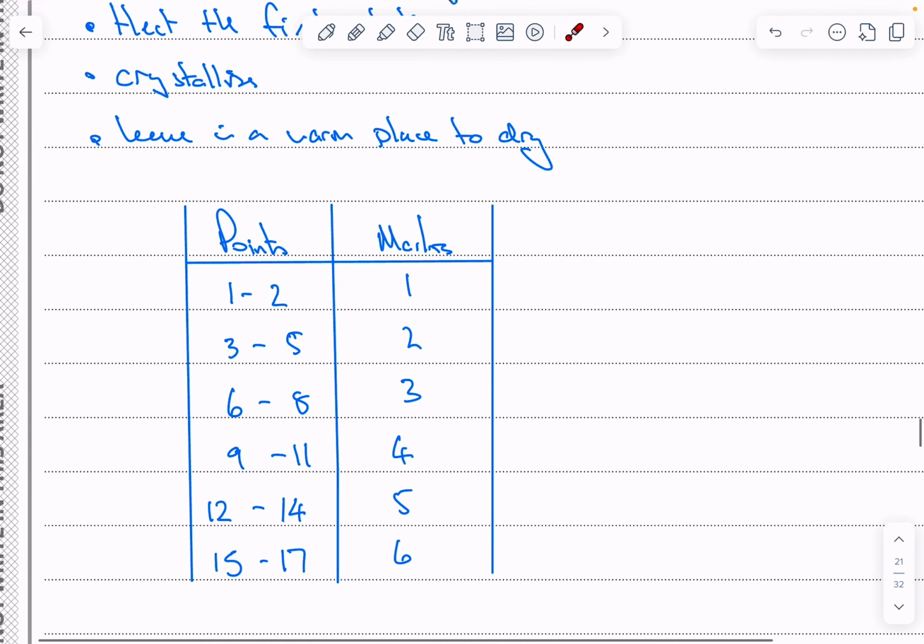In terms of points for this, I think there are 17 bullet points. So if you are operating between 5 and 7, you have 6 marks, and then you can work your way backwards through here to see how many marks you got for that particular question.